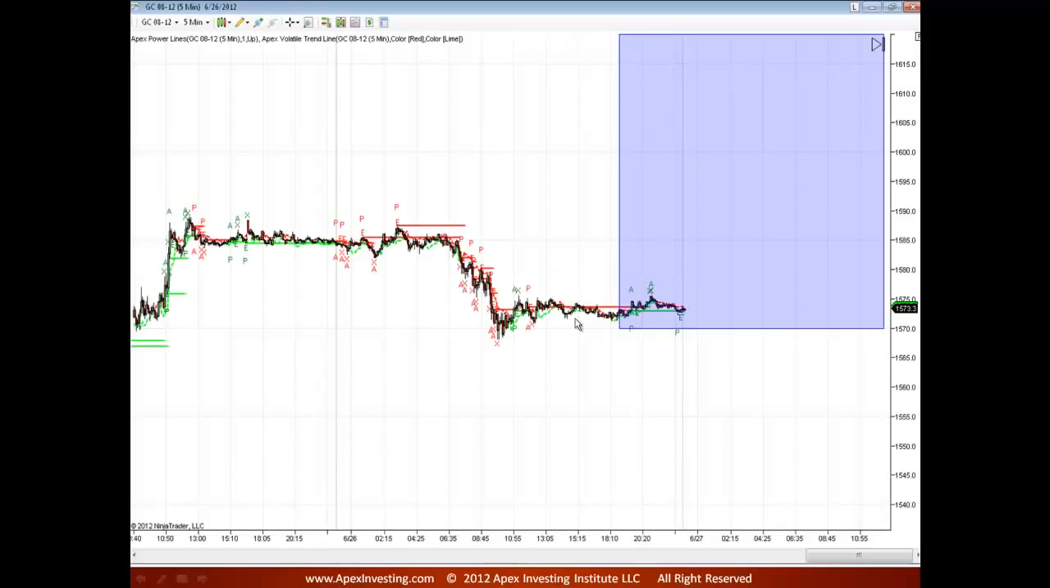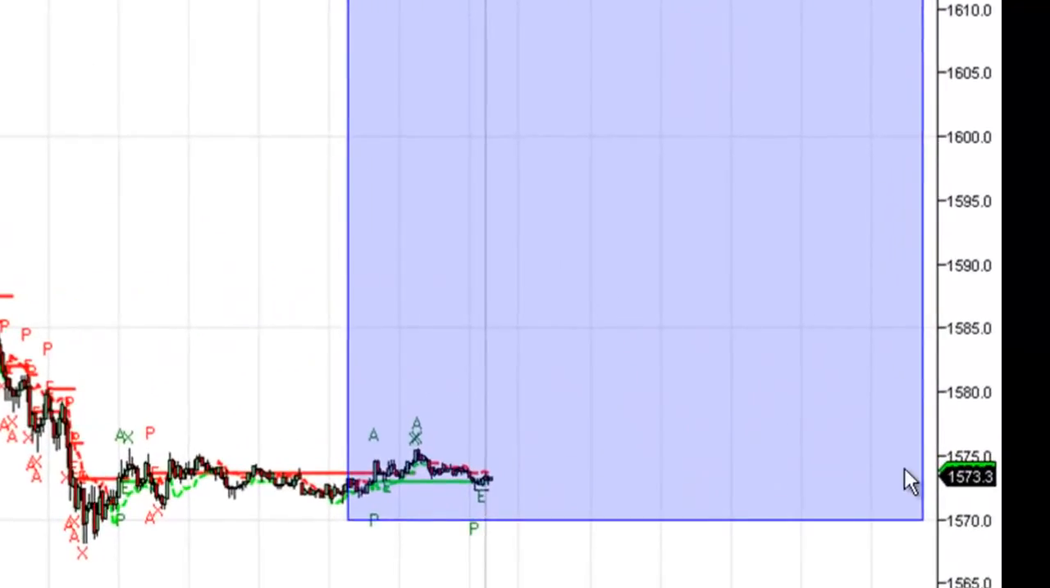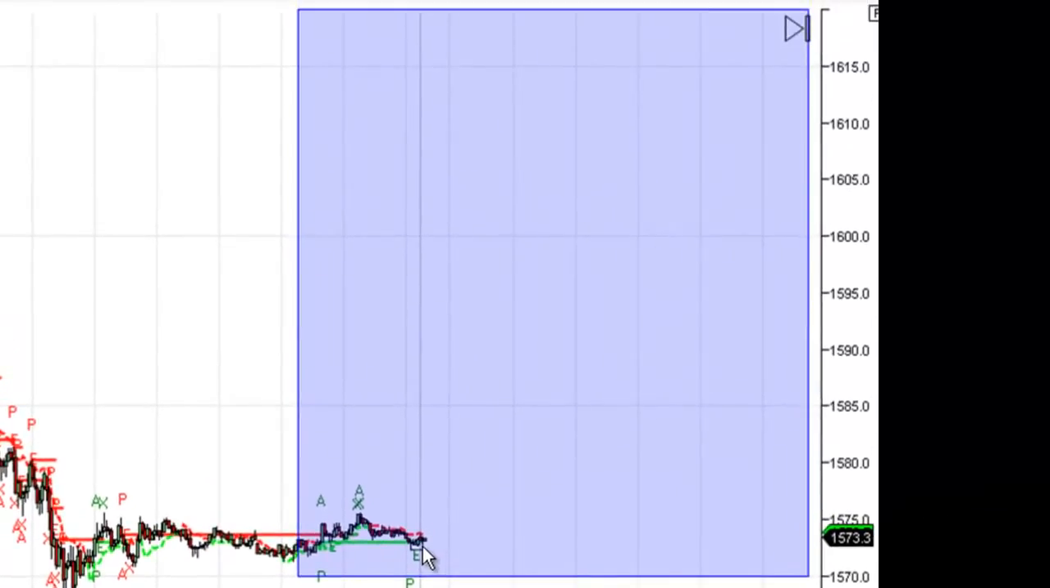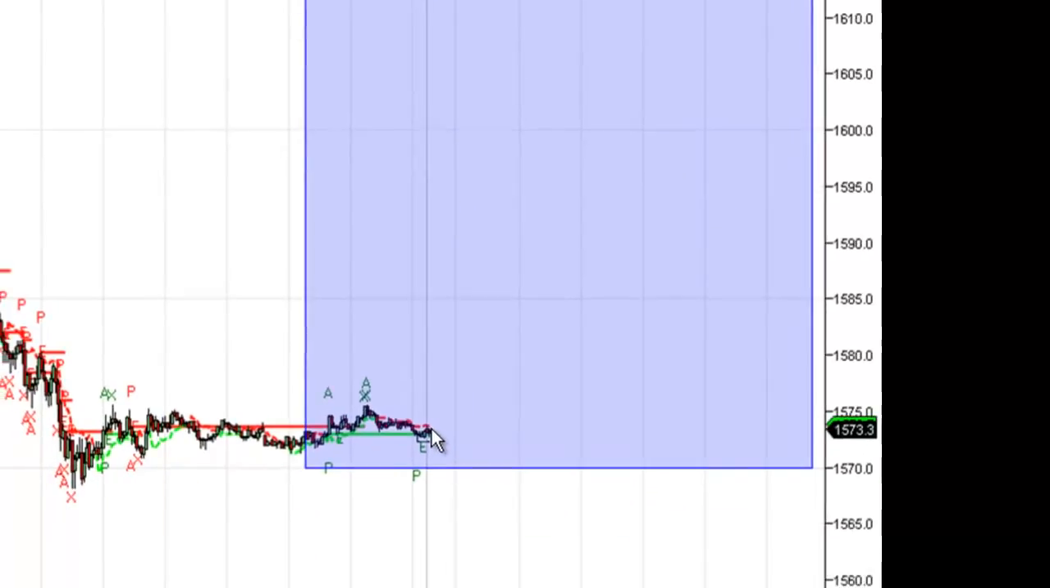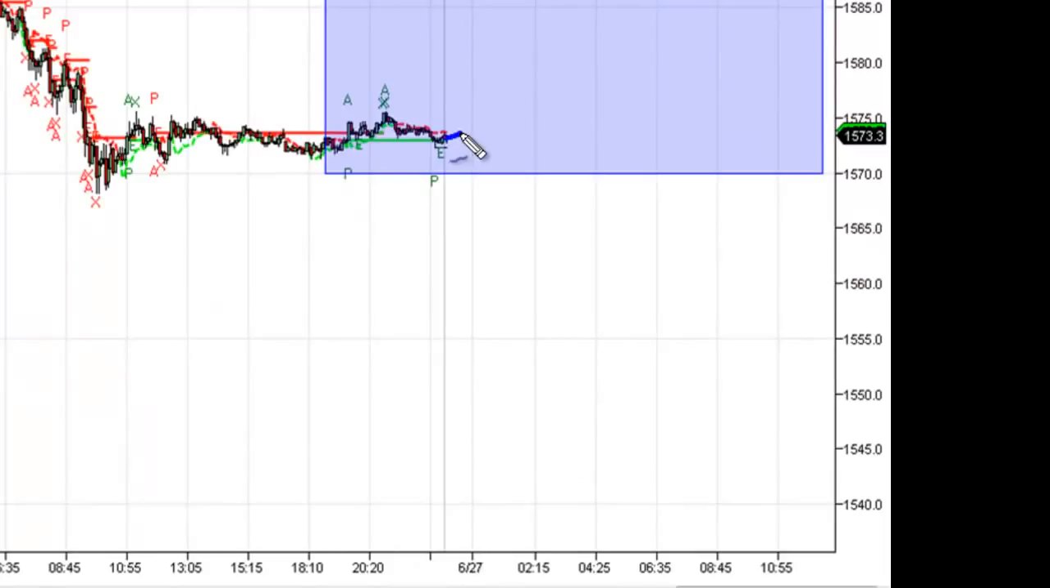For example, here's a box spread on gold. So gold being priced right now around 1573, and the box spread is from 1570 up to 1620. Well, it's at 1573, and that's 3 points right there. So if I did 10 spreads, that's $300 of risk, with the ability to make a potential $4,700 of profit, depending on how far the market moves up. If the market were to crash and fall down, I'd still only lose $300.